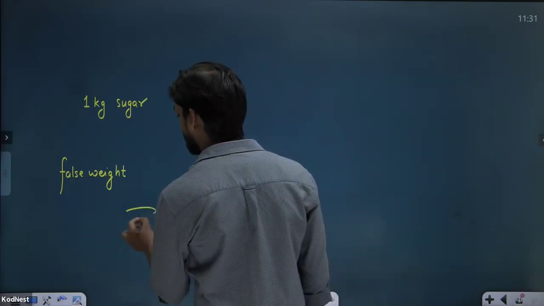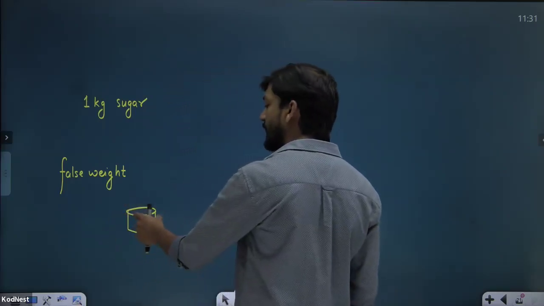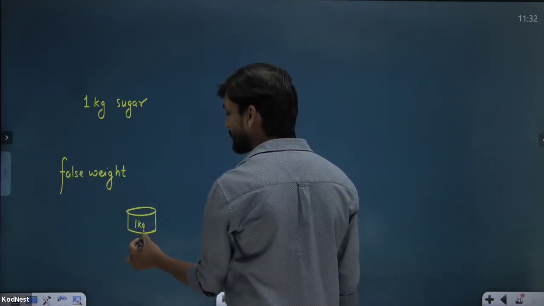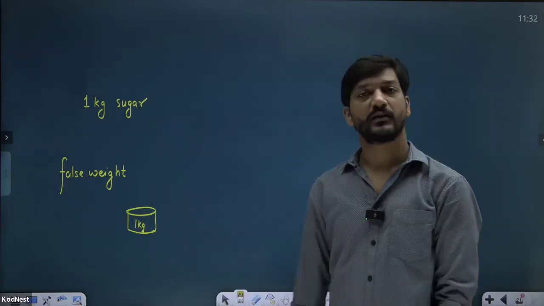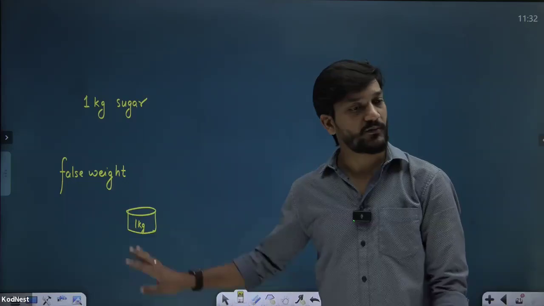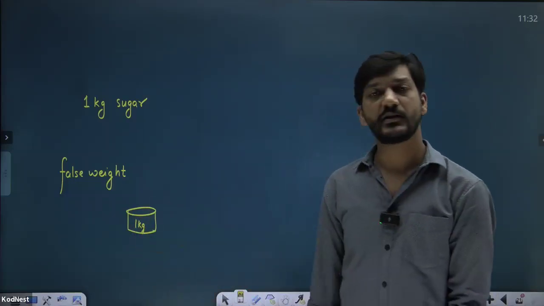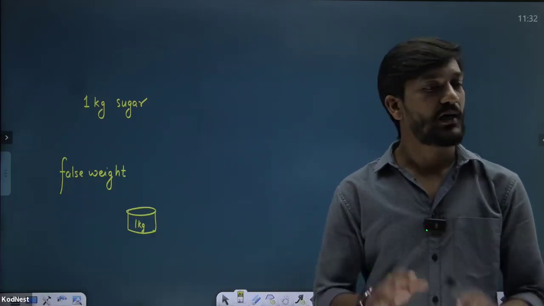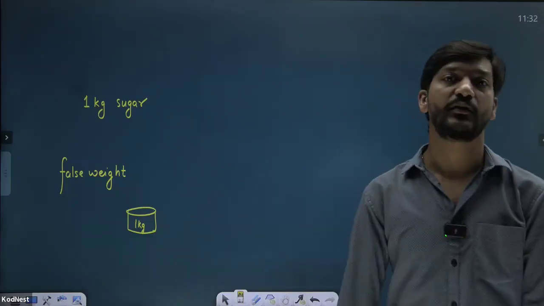Suppose I have a weight. This is some iron cube. On this 1 kg is written. But actually, it is not 1 kg. Suppose it is 950 grams, 990 grams. So that will be called as false weight. Marking you have done 1 kg, but it is actually 950 or 990. So a little bit false we have written the marking on the weight.